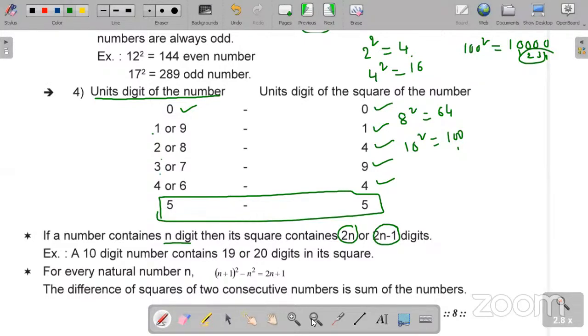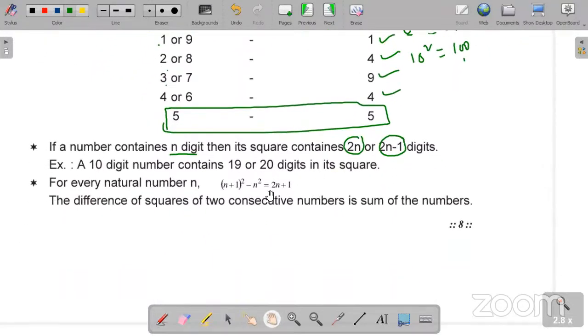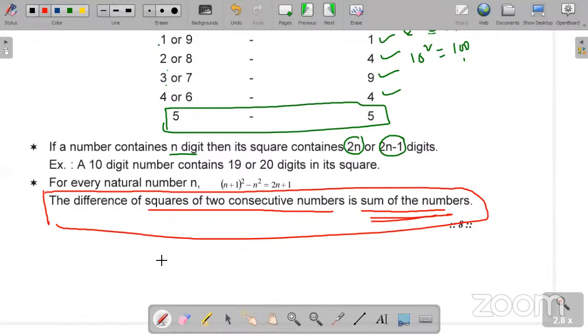Every natural number, one more thing: (n plus 1) whole square minus n square is equal to n plus 1. The difference of squares of two consecutive numbers, this is the highlight. This is a very important point. The difference of squares of two consecutive numbers is the sum of the numbers.